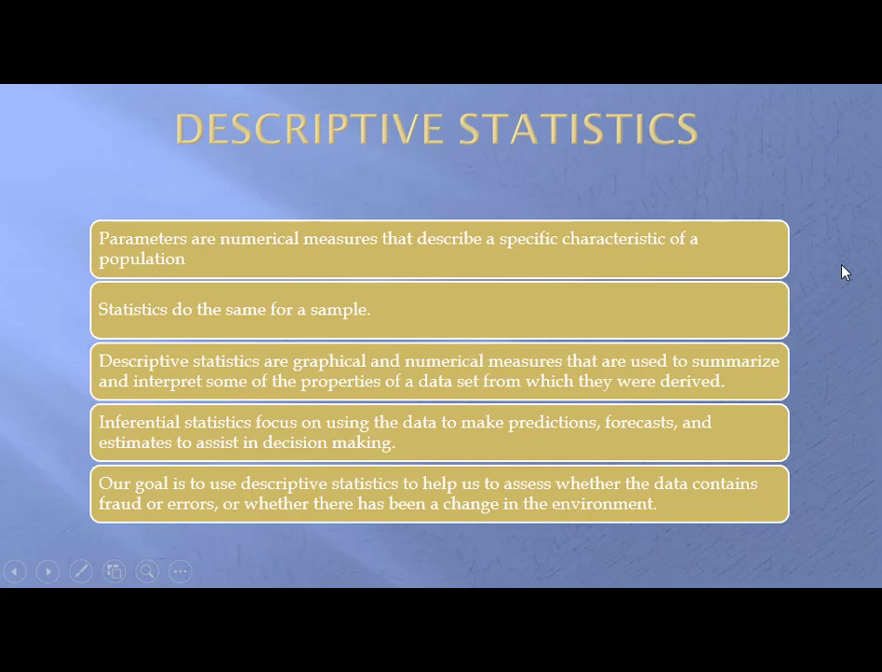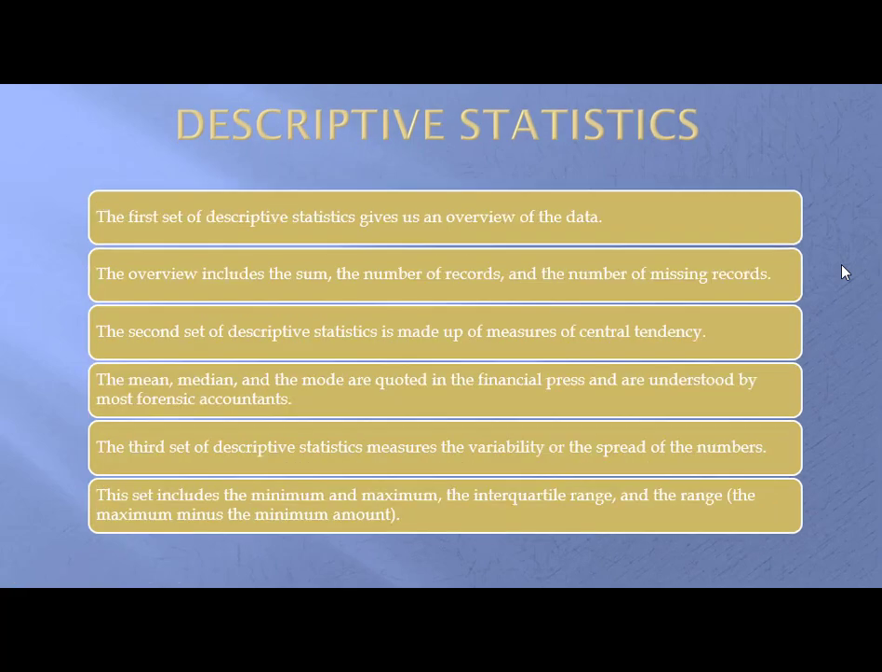Auditors are required to know and understand their client's business. Now, our descriptive statistics will be broken up into three categories. The first one is simply an overview of the data. The next one is measures of central tendency. This would be things like the average. And the last one would be the variability or the spread of the numbers. How spread out are they around the mean?